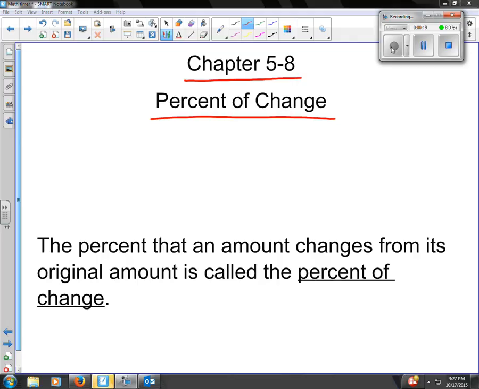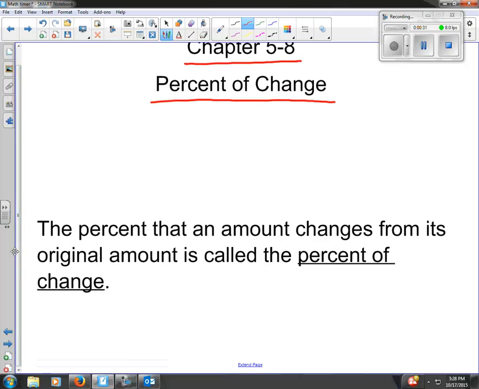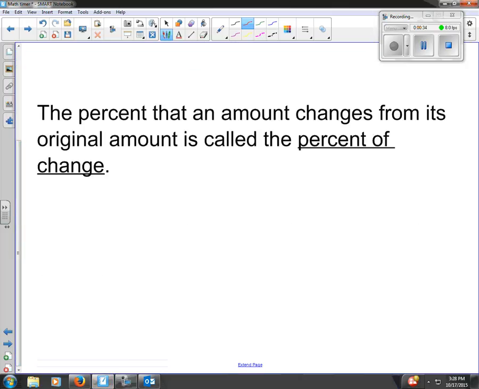Percent of change means we're going to take something and maybe you get percent off, you get a discount, or maybe it's marked up and you increase the amount because someone needs to make money off it, so it's actually more expensive than it would cost to make something. So there's a percent of change there. The percent that an amount changes from its original amount is called the percent of change. Okay, so that means it's things like an increase or a decrease of something.